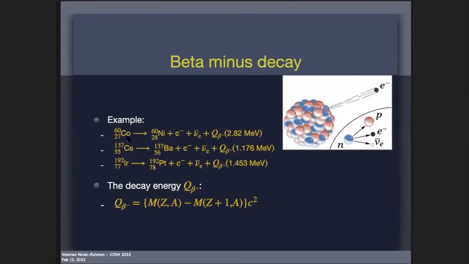These are examples. Cobalt-60 is an important radionuclide in radiotherapy. It actually undergoes beta decay to nickel-60. Again, we have cesium and iridium-192. All of these radioisotopes are used in radiotherapy.